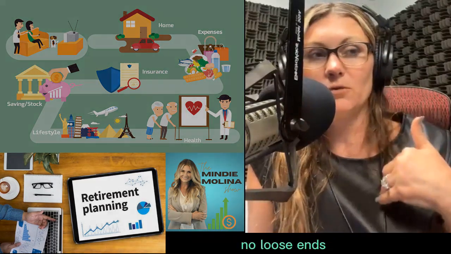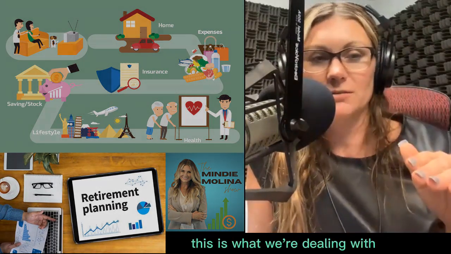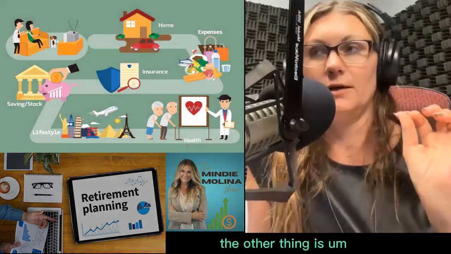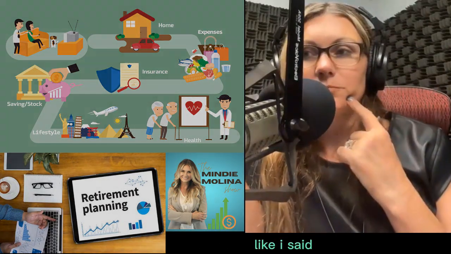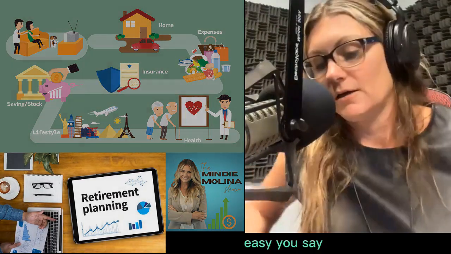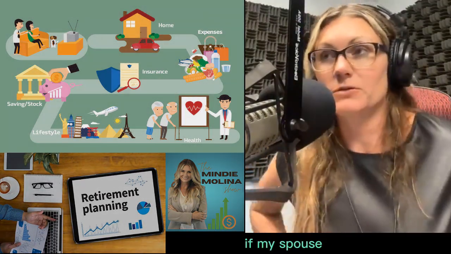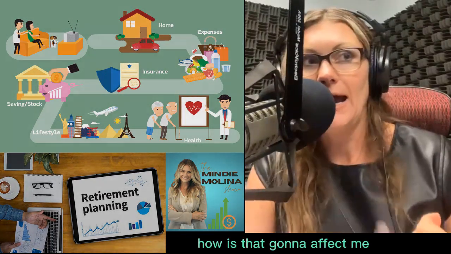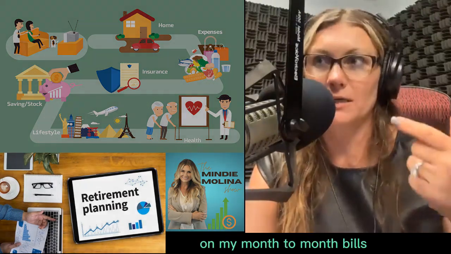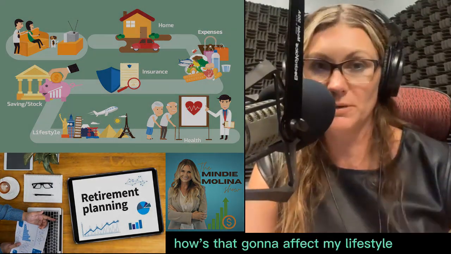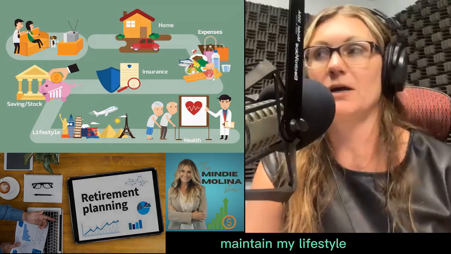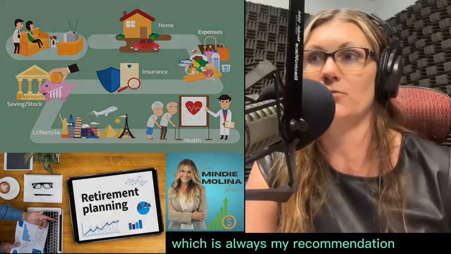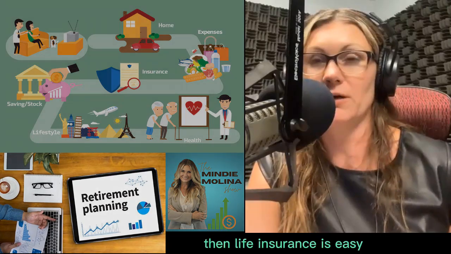So the better the information for me, then there's just no loose ends. We know for sure this is what we're dealing with. And I like that. The other thing is long-term care. Like I said, a lot of times life insurance is easy. You say, if my spouse passes away and I lose his or her Social Security or pension, how much more income am I going to need? How is that going to affect me on my month-to-month bills? How's that going to affect my lifestyle? Am I going to be able to maintain my lifestyle for at least 2 years, which is always my recommendation?